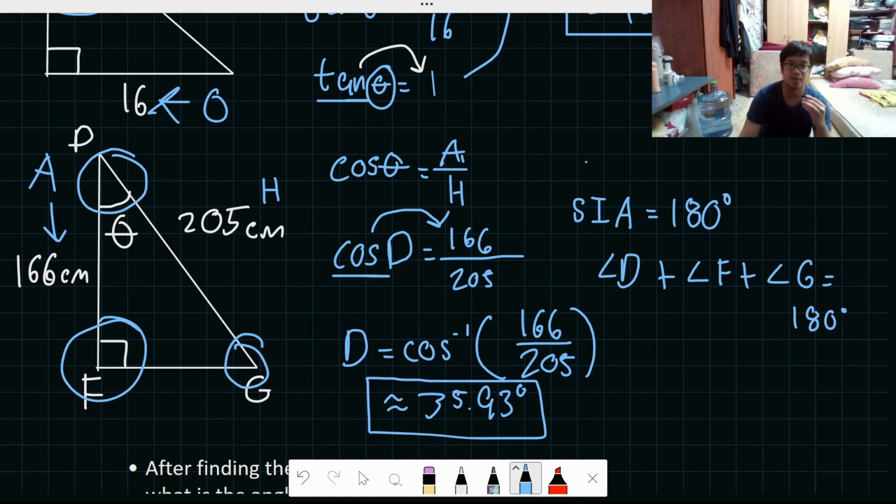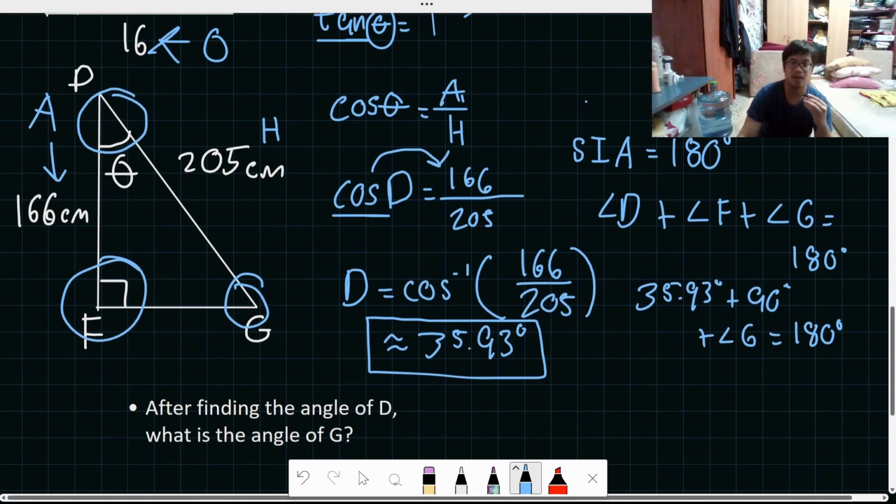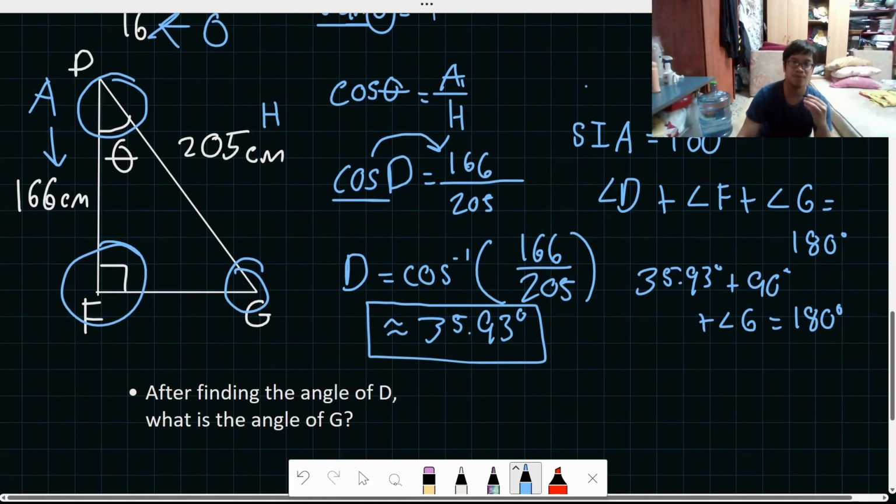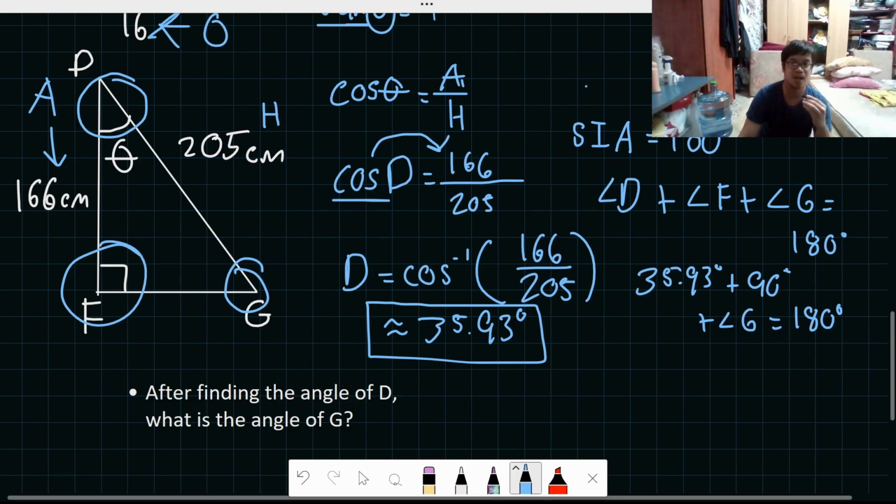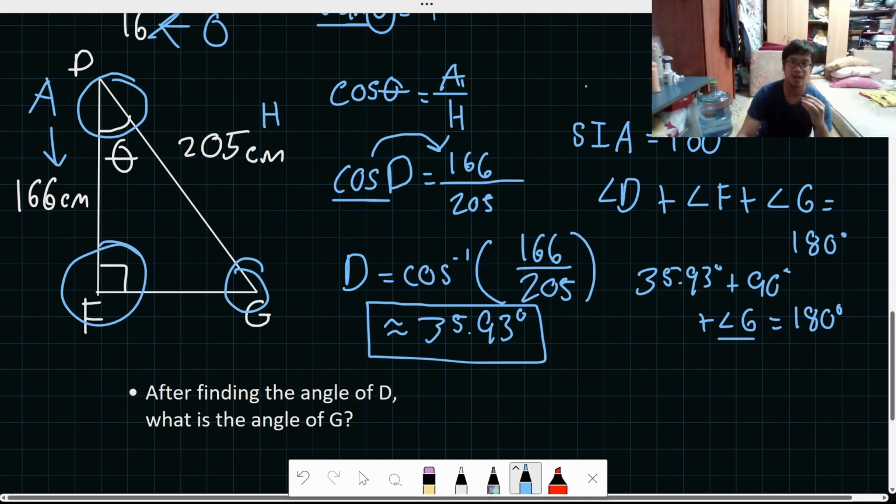Here we can substitute our values. So our angle D is 35.93 degrees. Our angle F is exactly 90 degrees. Plus angle G, which is the one that we're going to look for, then 180 degrees on the right. Now take a look. We have given values for everything except one, which is angle G. So that's already easy for us to find the value of angle G. So what we're going to do now is to find angle G.